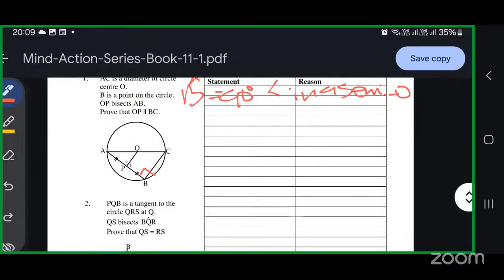Now, B is a point on the circle. OP bisects AB, meaning now that AP is equal to PB. Do you agree or disagree if I say angle P2 is 90 degrees? On which reason, sir? I wanted to hear on your side. If you agree, I'm going to ask you why. Also, if you disagree, I'm going to ask you why.